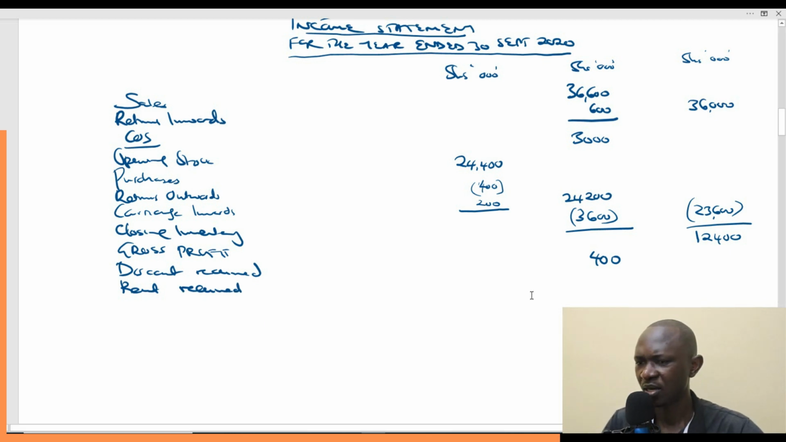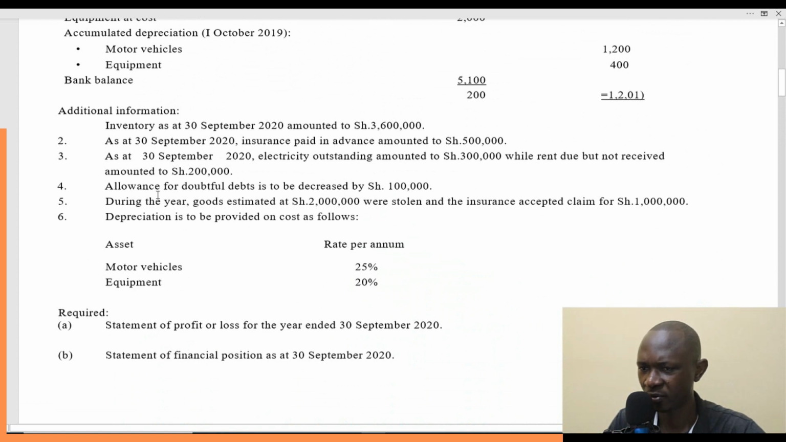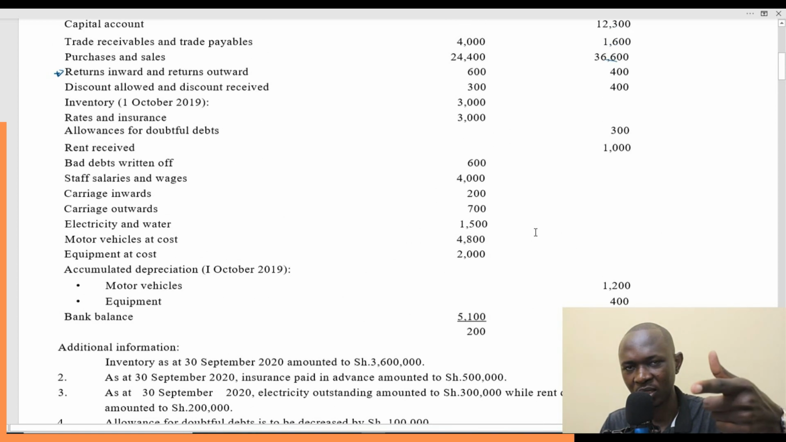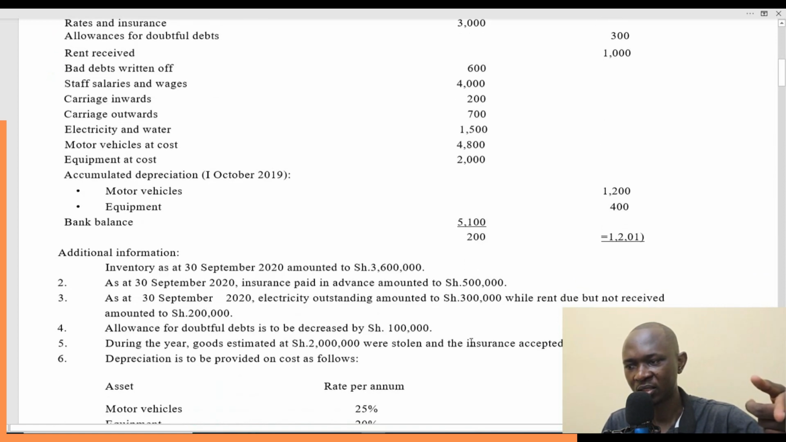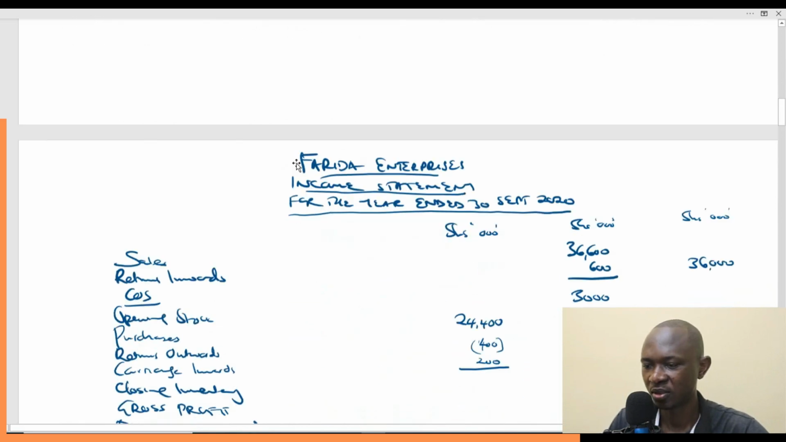Now, there was something about this rent received. Remember? That's why I said you need to be very careful. As at 30th September, electricity outstanding amount, there was something? Yeah. While rent due but not received amounted to 200,000. This is rent due but not received. We are the ones supposed to receive. So what we received is 1,000, but what we have not received is 200. Remember the zeros are restricted. So it means the total rent we are supposed to receive is 1,200.